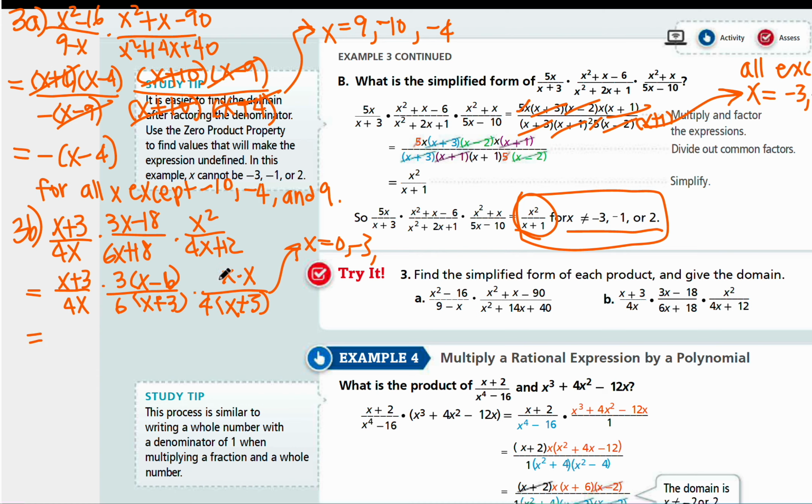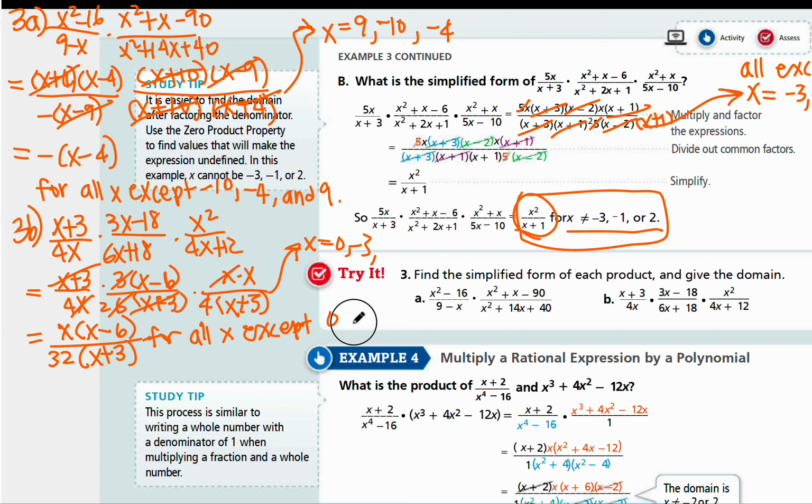And then now let's cancel them out. X plus 3, and then 3 and 3 from 6. I didn't factor out 6. Do we have more? Oh, x and 1x over here. I think that's it. So we have x times x minus 6 in the numerator. And then we have 32. 4 times 2 times 4 is 32 times x plus 3 in the denominator. And don't forget to write your domain for all x except 0 and -3.